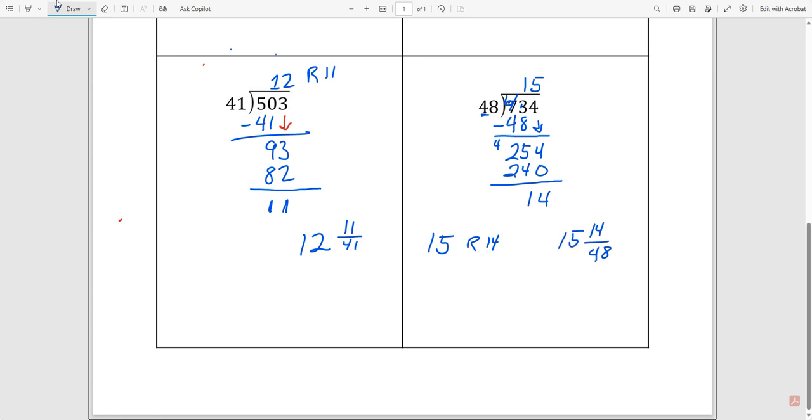And that fraction can be reduced by 2. 2 will go into 14 7 times and into 48 24 times. So if they want you to reduce the fraction part, you can reduce that to 7/24. And that's all there is to it.